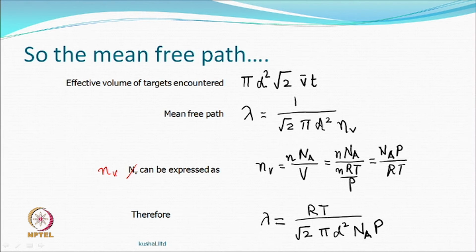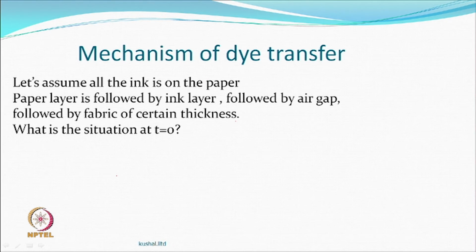So the free path length will also depend on the temperature, it depends on the pressure, right. If pressure is high, path length will be less, and it depends on d, of course. So this is how one can roughly say this will be the path length. Interesting. So, let us assume that all the ink is on the paper.